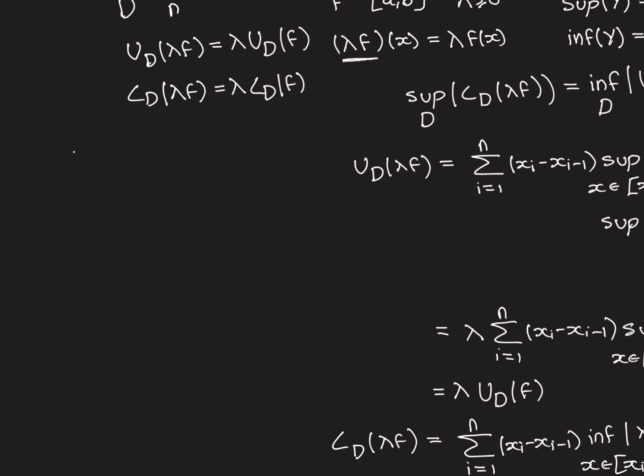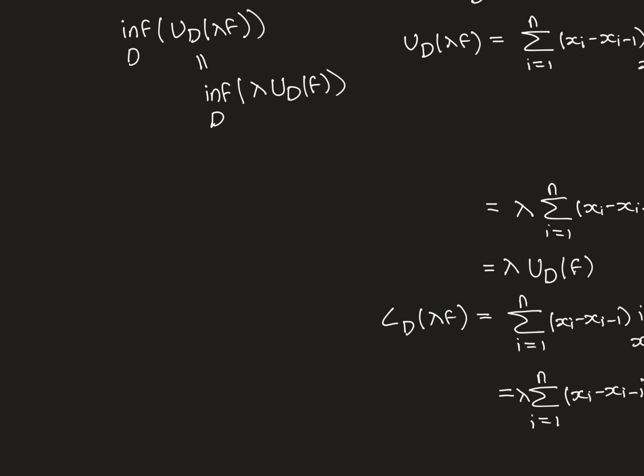So let's firstly think about the infimum over all dissections of the upper Riemann sums of lambda f. Well, now that's going to equal the infimum over all dissections, and we can now replace the upper Riemann sum of lambda f with lambda times the upper Riemann sum of f. So now again we can apply our infimum rule, because this is a great big set here. So our set X is going to be the set of all upper Riemann sums of f over all dissections.